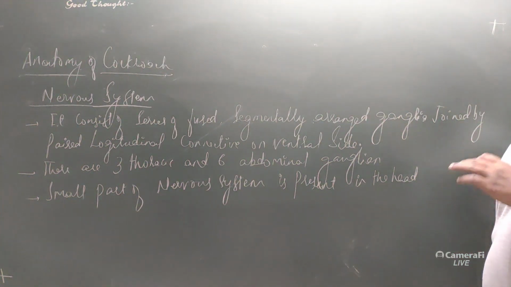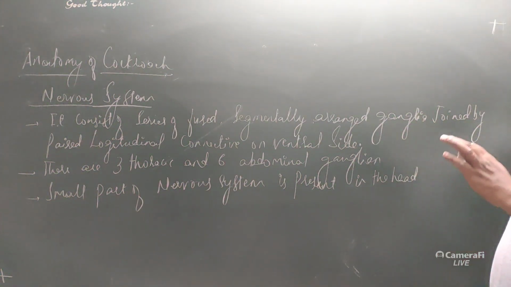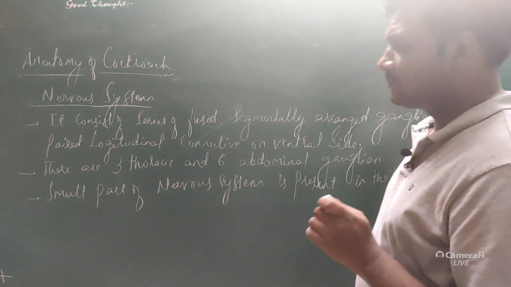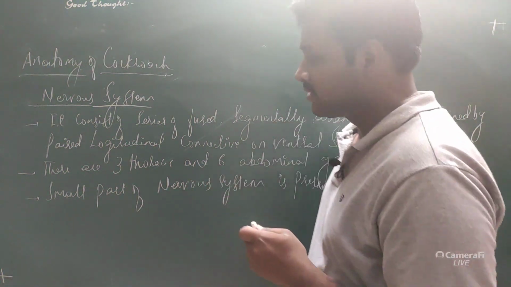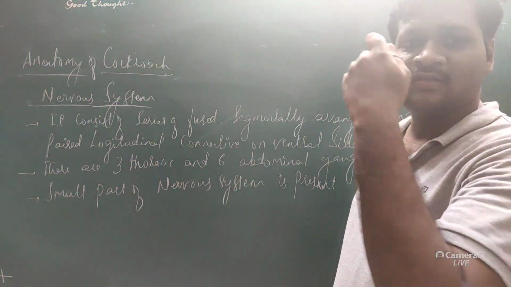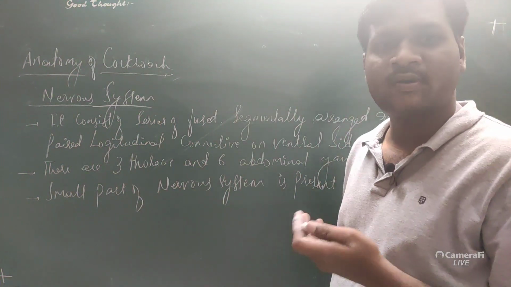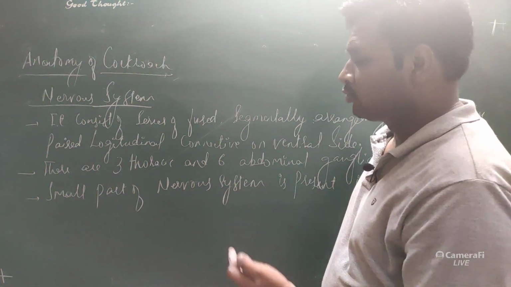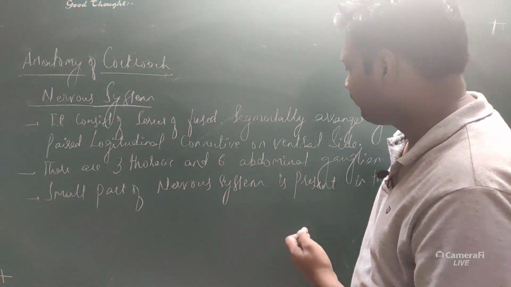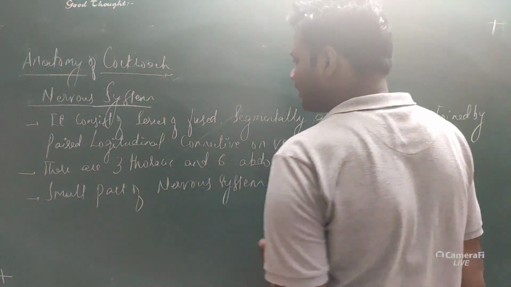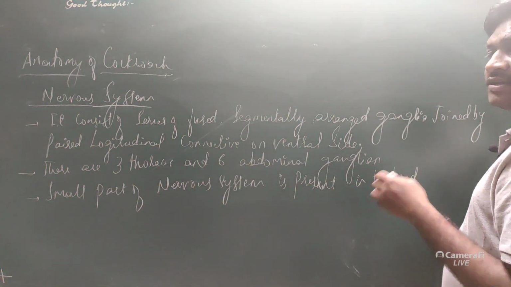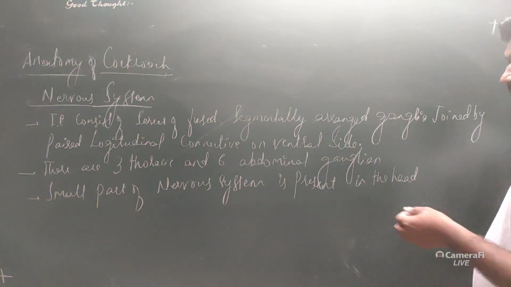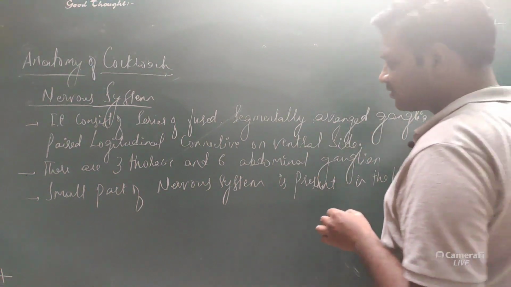The significant thing about the nervous system is that it is found throughout the entire body. Generally we expect the major part of the nervous system to be located in the head, but here the body is segmentally divided into head, thorax and abdomen. So three thoracic segments are there, and three thoracic ganglia and six abdominal ganglia are seen.